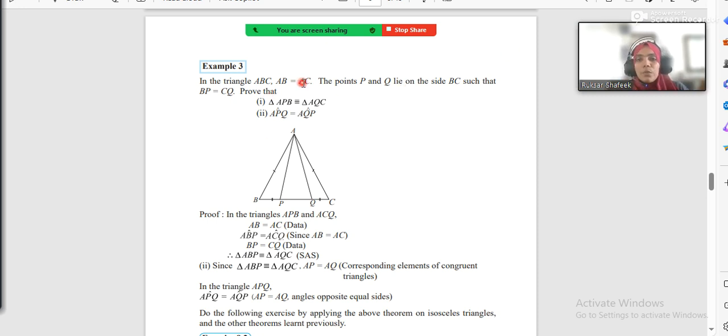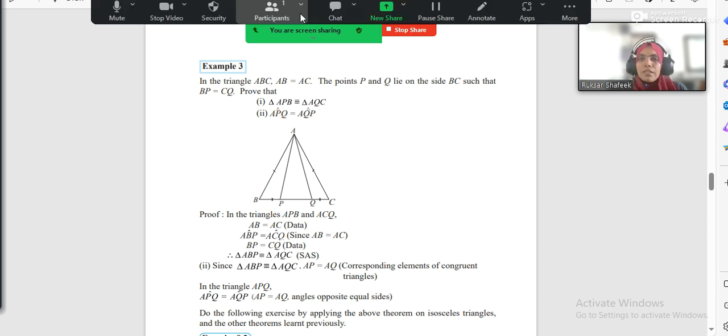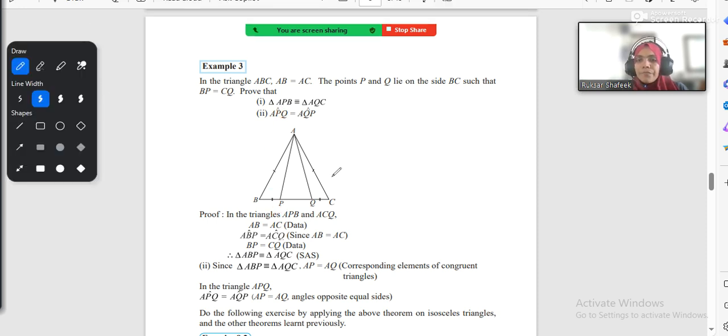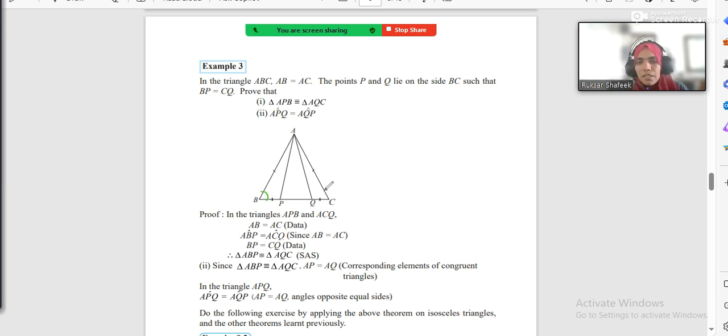In the triangle ABC, they're telling us that AB equals AC. The points P and Q lie on the side BC such that BP equals CQ. All right, let's mark the data once again. We know that AB is equal to AC, so we're talking about triangle ABC. So this angle is equal to this angle here. I'm done with the first part. And then they're telling us BP is equal to CQ. Okay, that's already marked, so I'm not going to go into details there.